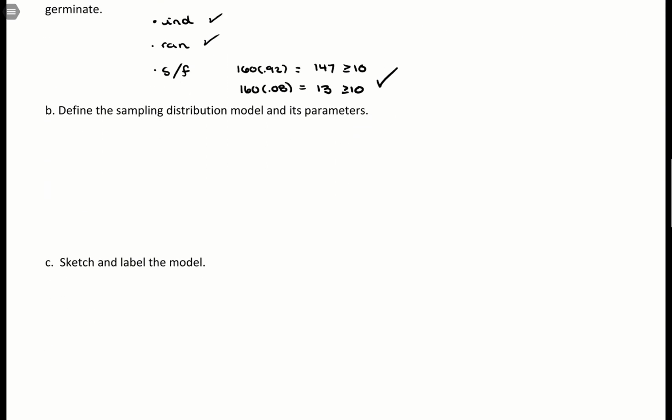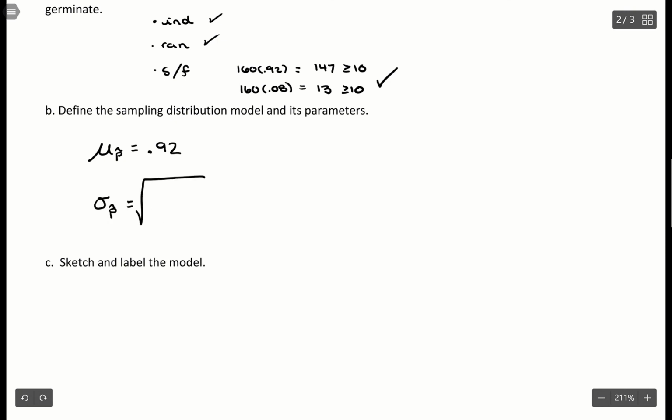So defining our model, our mean is just the population proportion. The standard deviation is going to be a big square root with a 0.92 times a 0.08 over our sample size of 160.